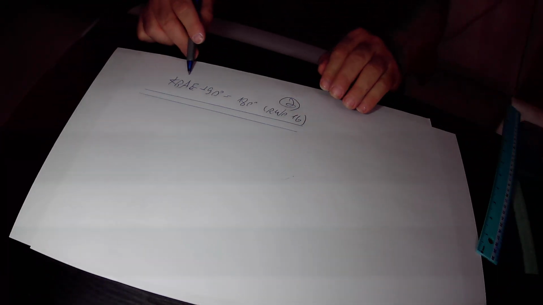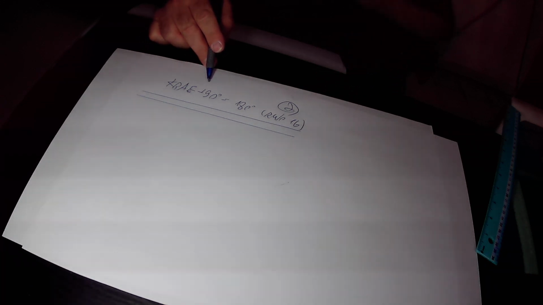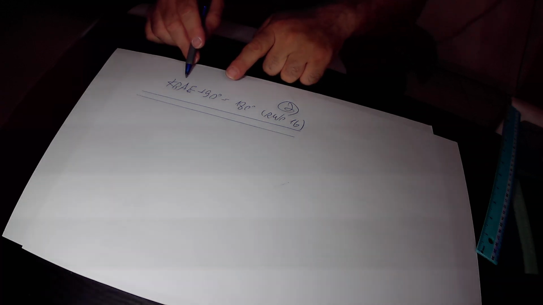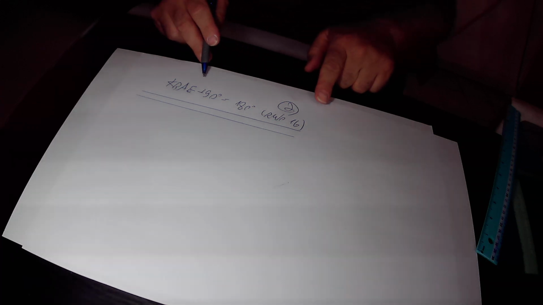The missing angle BAE plus the right angle, in total they must be equal to 180 degrees according to rule 16. Why? Because those two angles are both defined as one-sided interior angles, and the sum of two one-sided interior angles is equal to 180 degrees according to rule 16. Here we subtract 90 degrees from this equation.